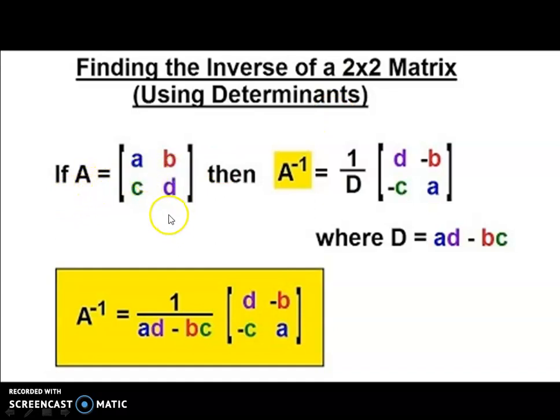A is equal to, suppose, a, b, c, d. Any 4 elements are there. Then A inverse, A raised to minus 1, is equal to 1 upon D. D means the determinant of the given matrix, that is ad minus bc. The adjoint of this given matrix is: interchange a with d, and write minus b, minus c. So d, minus b, minus c, a. Therefore, A inverse is equal to 1 upon ad minus bc, in bracket d, minus b, minus c, a. This is the shortcut method we have to apply.